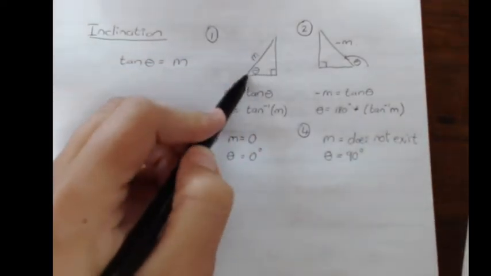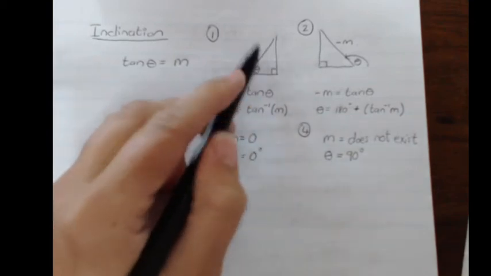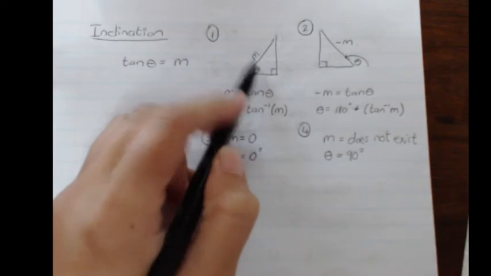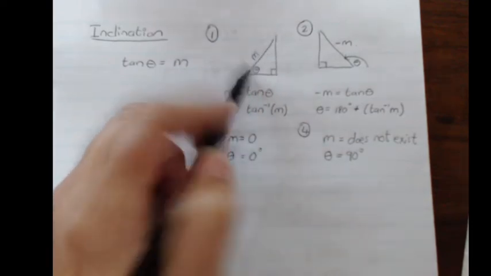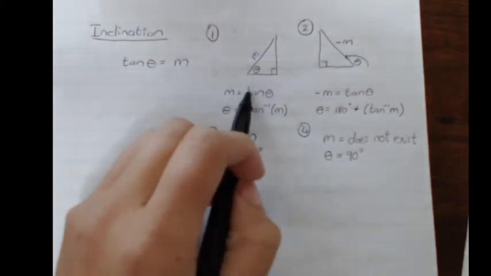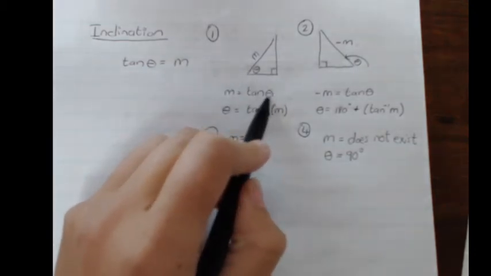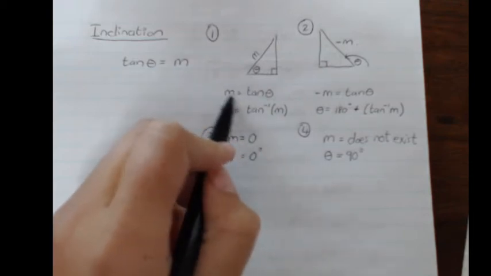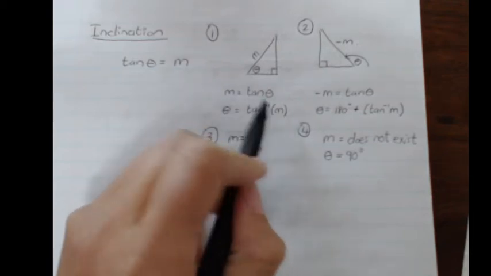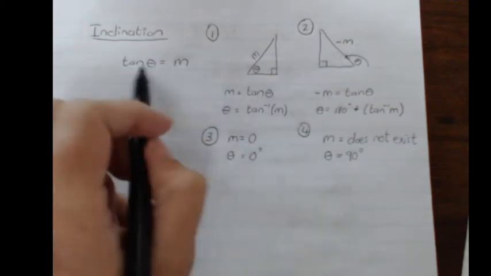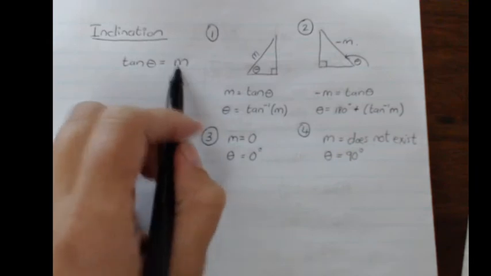So the gradient of this line is m, then the angle of inclination of this line is going to be theta. If the gradient is positive, then I can just say, well, tan theta is equal to m, or m is equal to tan theta. If I want to get the theta here, I'm going to take shift tan of the gradient m, shift tan of m to get that angle theta.